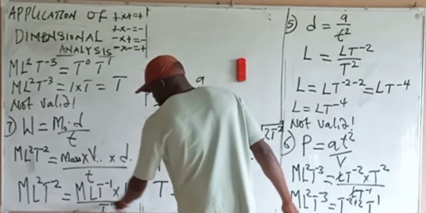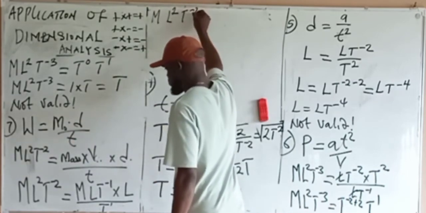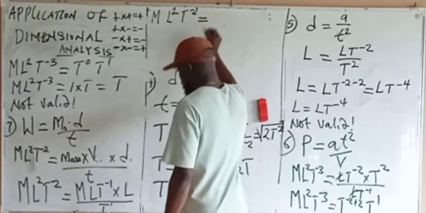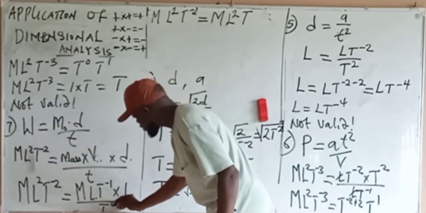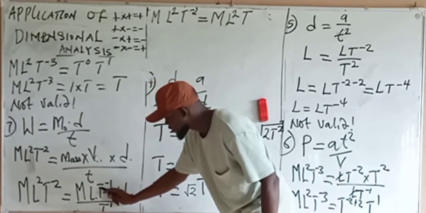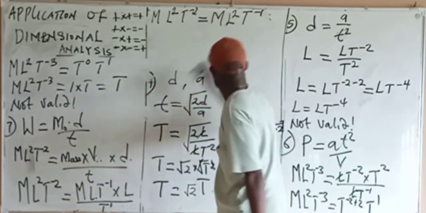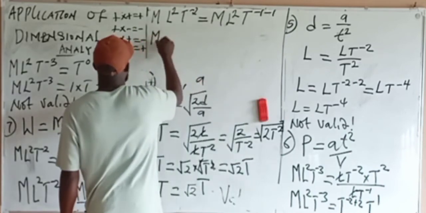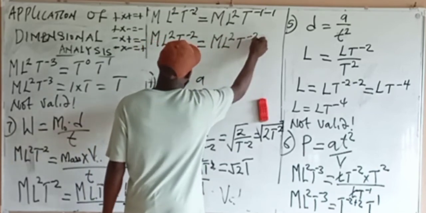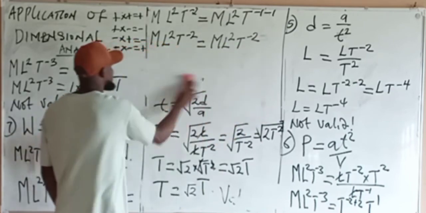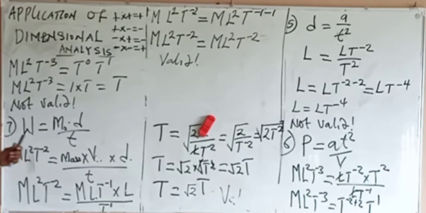So this division has to go up, and that one will change to negative 1. We are going to have M L squared t raised to the power minus 2 equal to M L times L, that is L squared, t raised to the power minus 2. You move everything up, and the power changes to minus 1. But it's not the division line. Then we'll be having M L squared t raised to the power minus 2 equal to M L squared t raised to the power minus 2. Basically, dimensionally, the equation is valid.